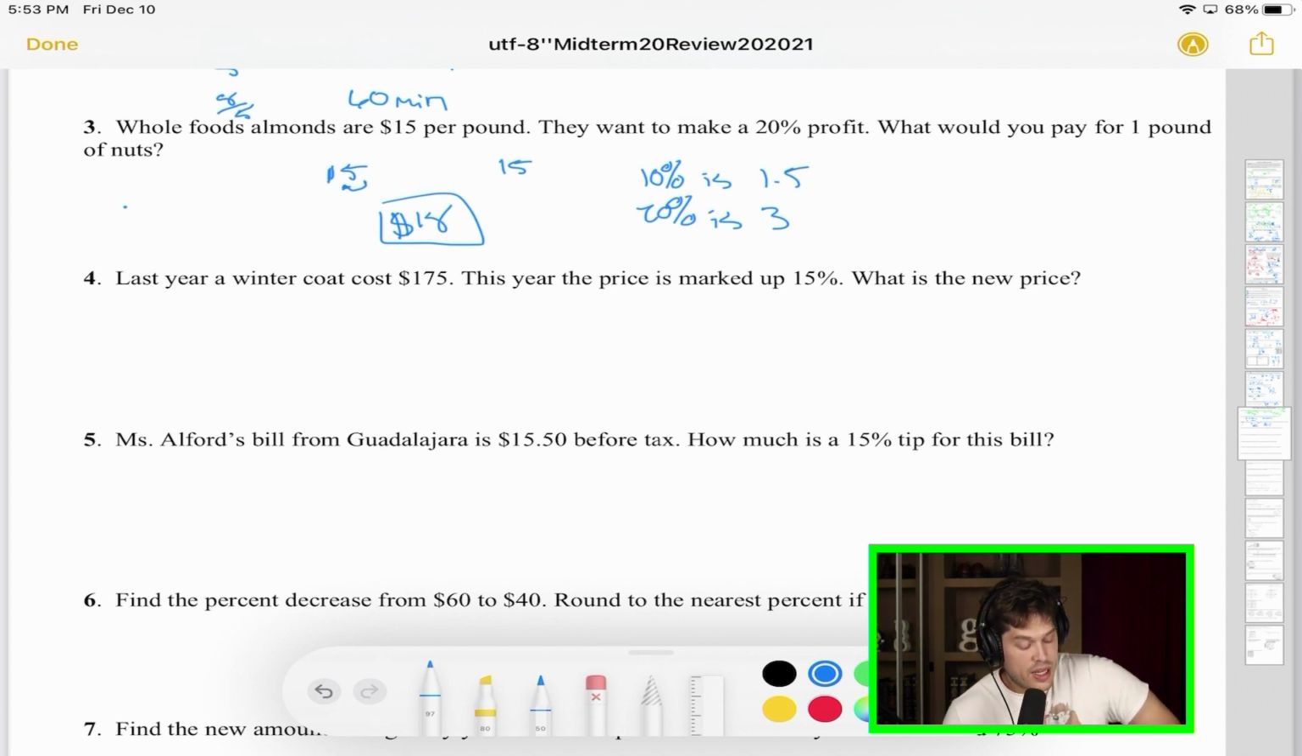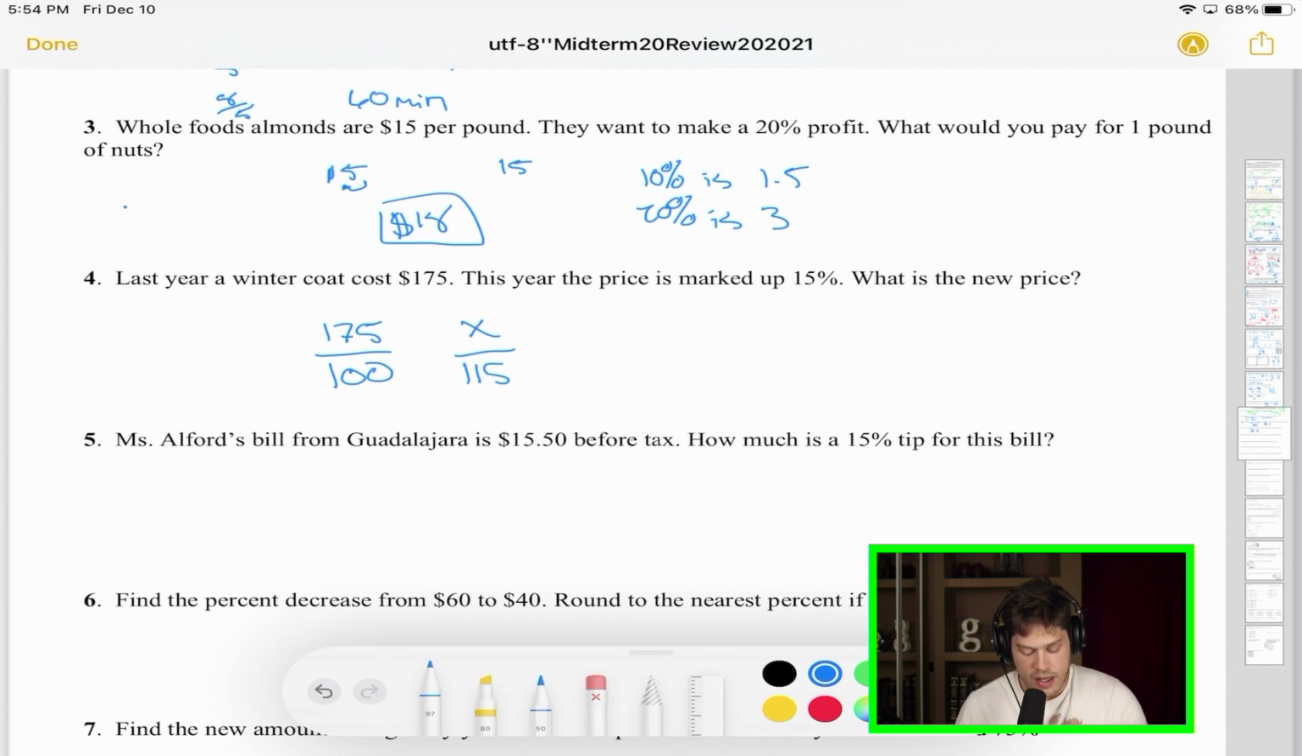Okay. Last year, a winter coat cost $175. This year, the price is marked up 15%. What's the new price? Okay, so last year, at 100%, the coat was $175. This year, it's 15% more. At 115, what's the cost?